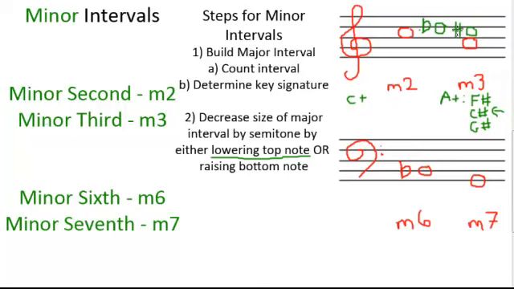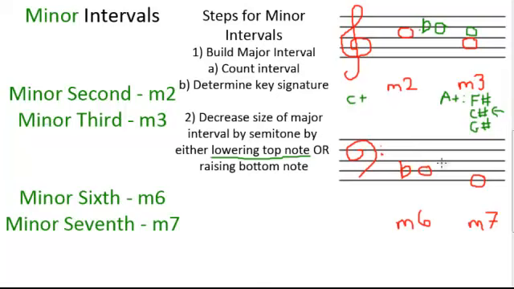Having written in the C sharp, we have a major third. Now we need to decrease the size of an interval by lowering the top note by a semitone. So we'll get rid of that sharp and leave it as a plain C to make that our minor third.